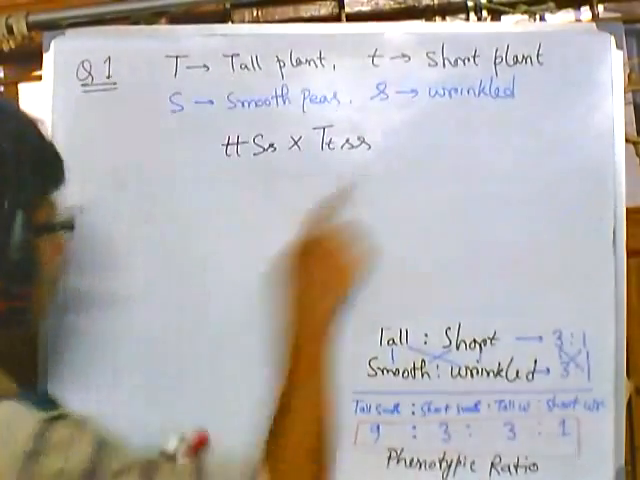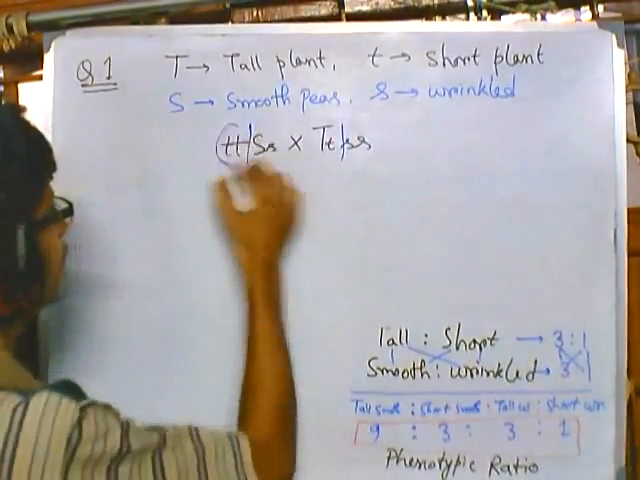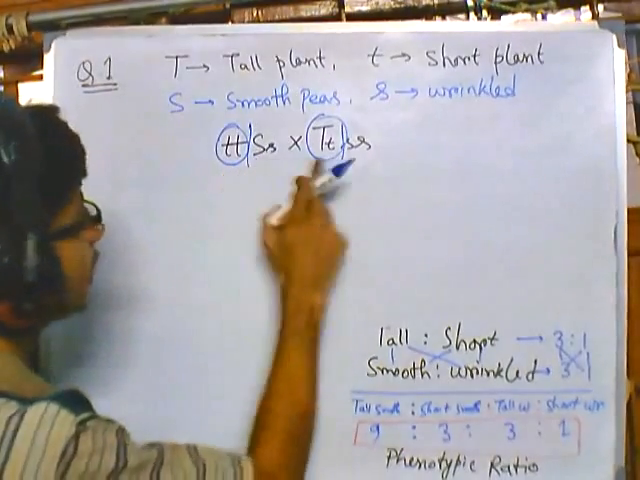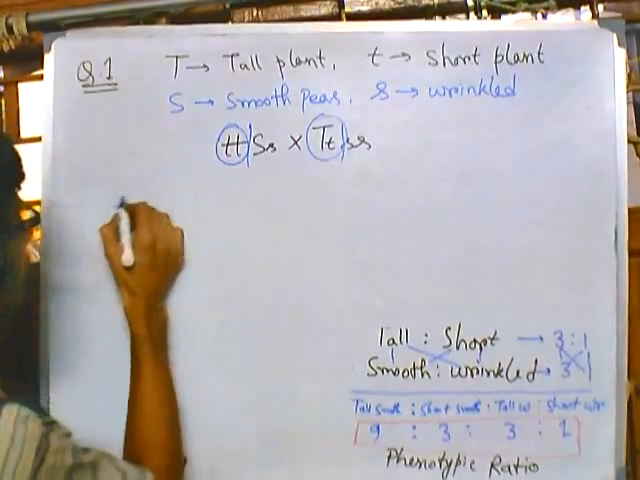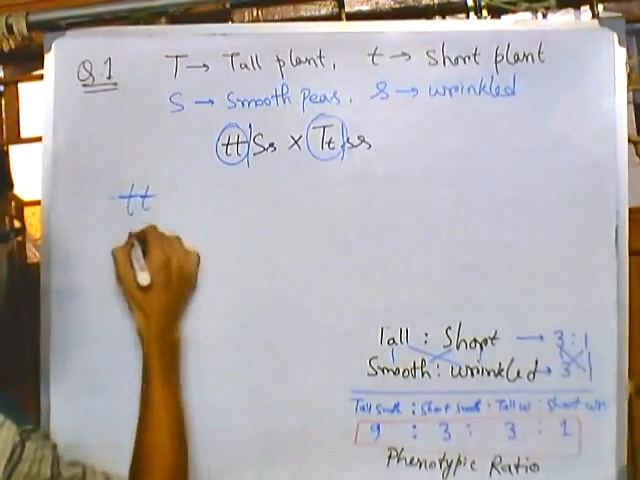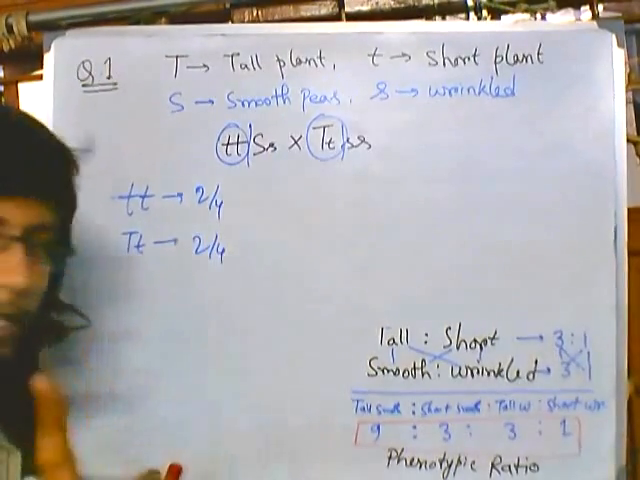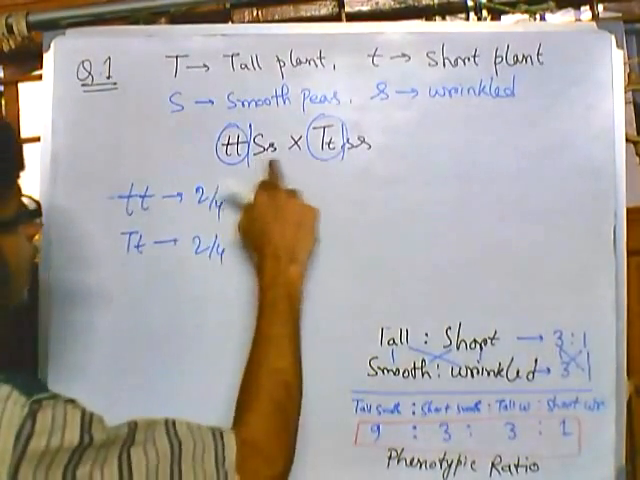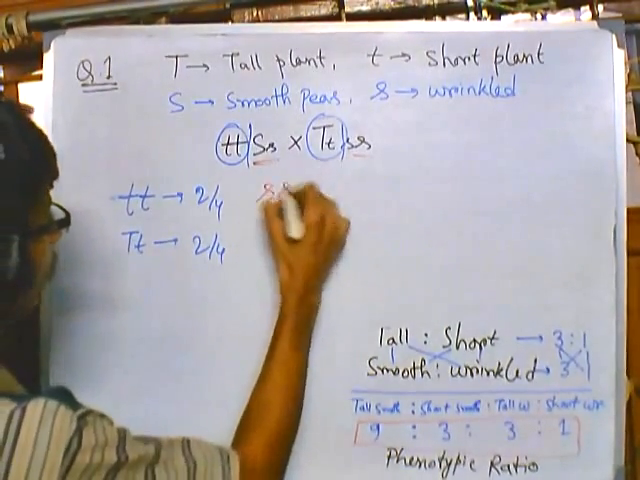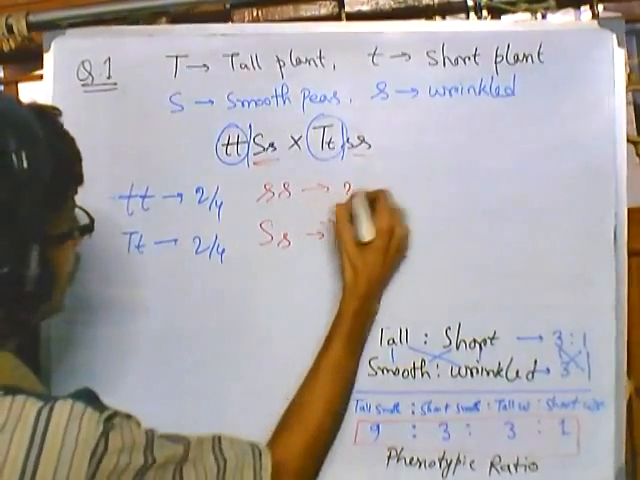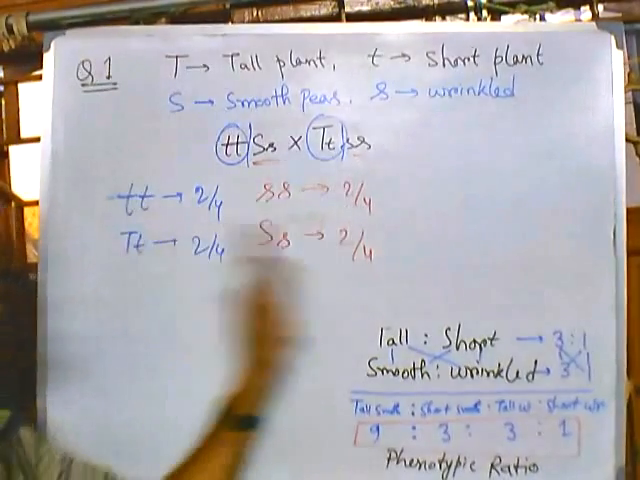Okay, now let us just first divide this. Let us take the T's first. The cross is one homozygous, one heterozygous. What will be the ratio? 1:1. So the ratio of homozygous to heterozygous is 1:1, both of them 2 out of 4. Get it? Second, take the S's. One is hetero, one is homo. So again, homozygous to heterozygous ratio will be 1:1, so 2 out of 4 in both cases. Just by looking at it, you can figure these things out.